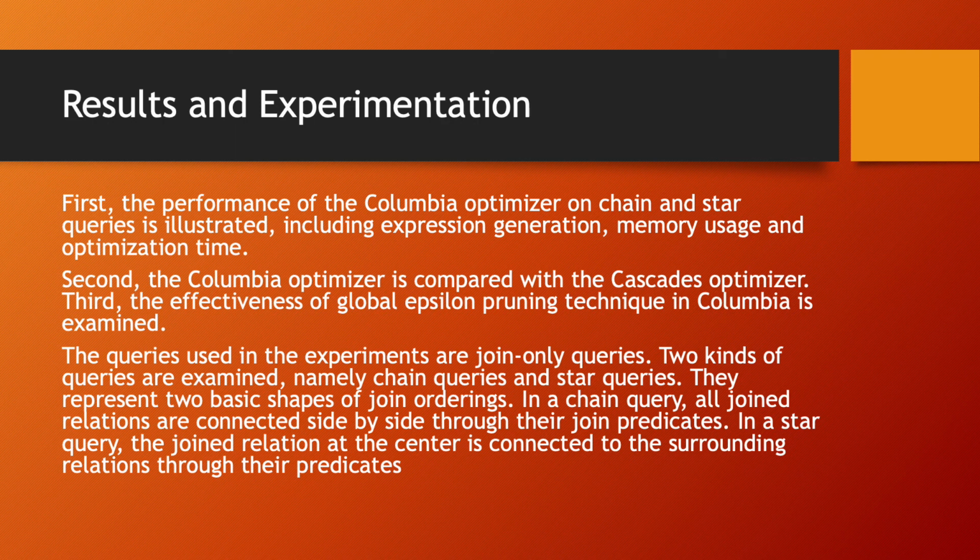Two kinds of queries are examined, namely chain queries and star queries. They represent two basic shapes of join orderings. In a chain query, all joint relations are connected side by side through their join predicates. In a star query, the joint relation at the center is connected to the surrounding relations through their predicates.